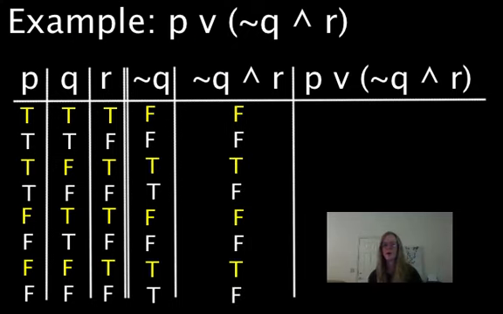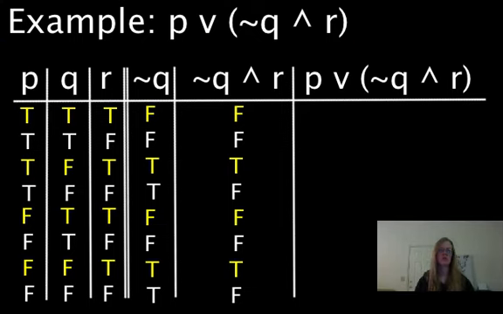Alright, now, we've got that column filled up. So our last column, we could do that now. And again, we want to make sure we're looking at the right column. So the part in parentheses, we want to look at this column. And the other one, for P, we're going to look at the very first column. So looking at those 2 columns, we have an OR in between them. So P or (not Q and R). Alright, so these are the truth values for our original statement.